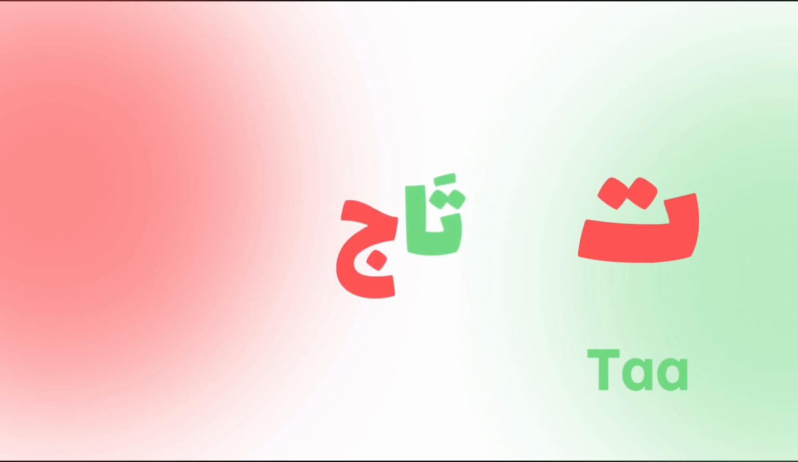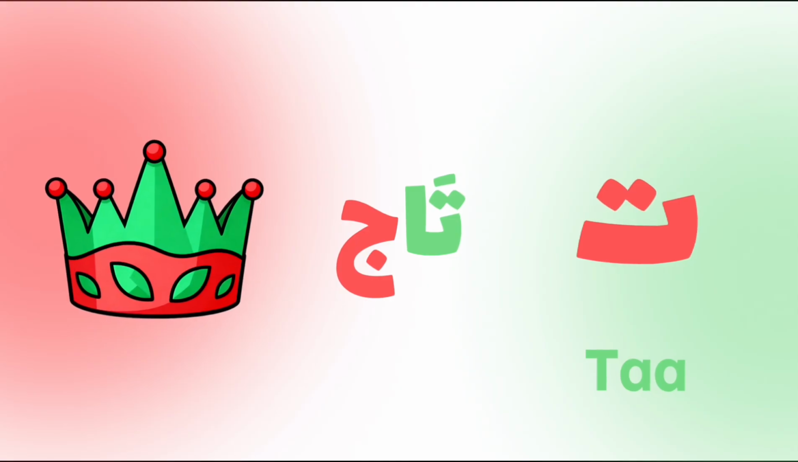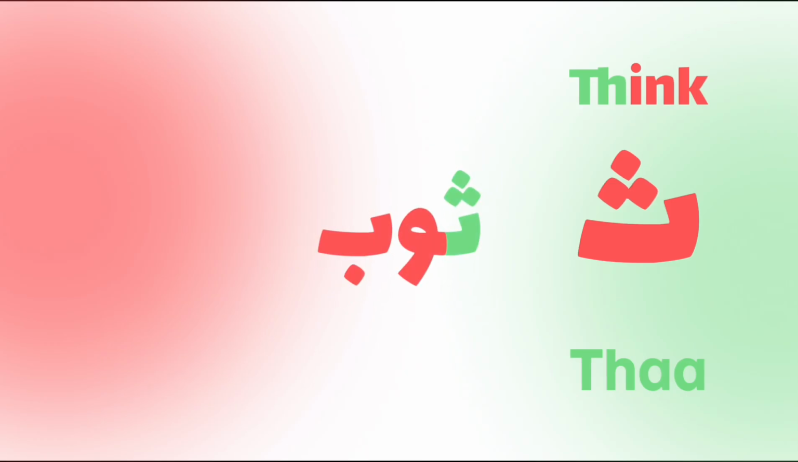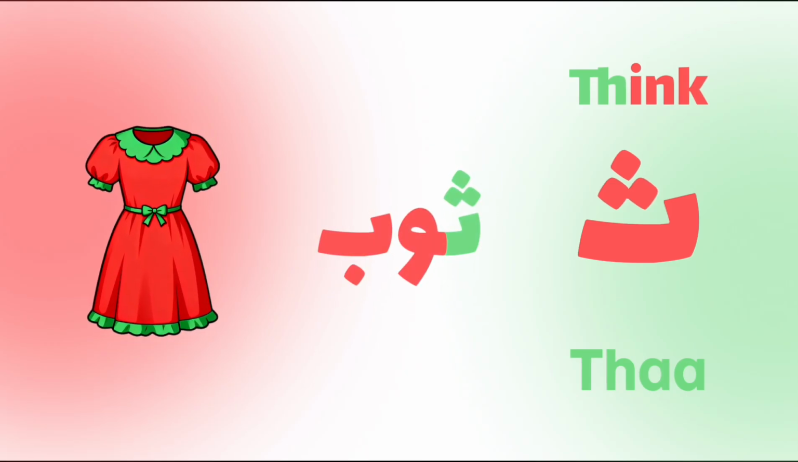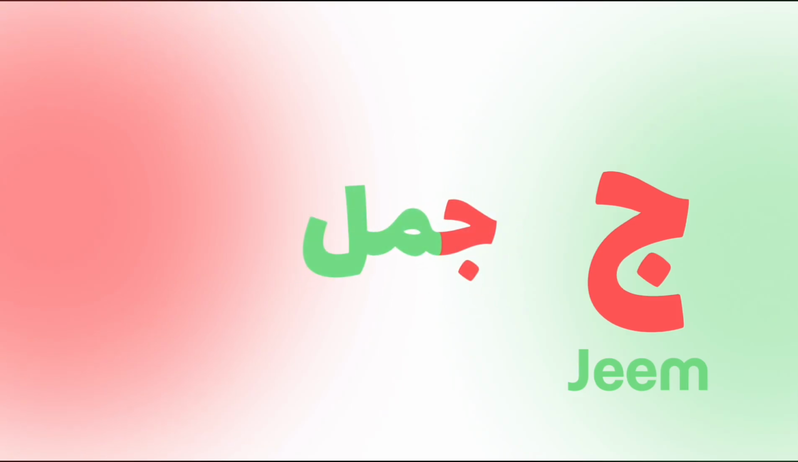Ta. Ta makes the T sound like in Taj. Taj, crown. Tha. Tha makes a soft Th sound like in think, as in Thawb. Thawb, garment. Jim. Jim makes the J sound like in Jamal.